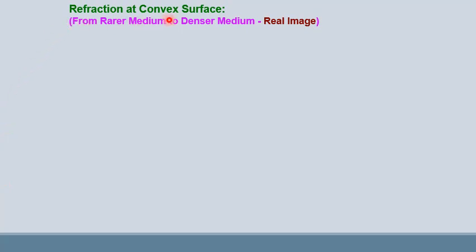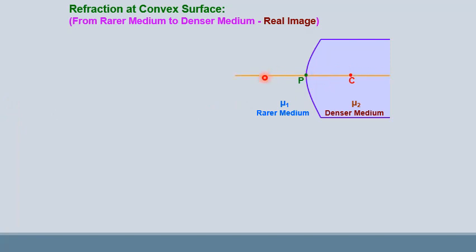Refraction at convex surface from rarer medium to denser medium, real image. As we can see in this diagram, this is the rarer medium of refractive index mu1 and the denser medium of refractive index mu2. This is C, center of curvature, and P, pole. Now this is the principal axis. Now O is our object. As we can see, the object is forming an image I and this CN is the normal. So here we get a real image of the object.